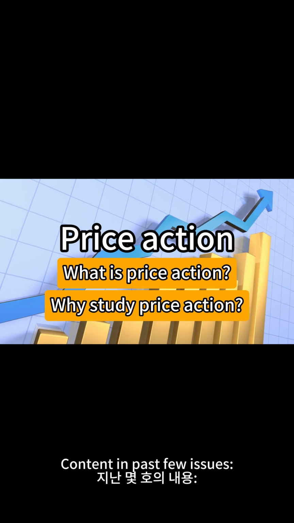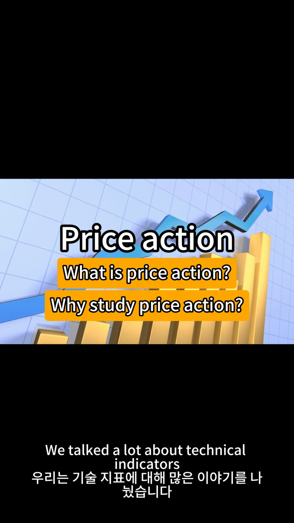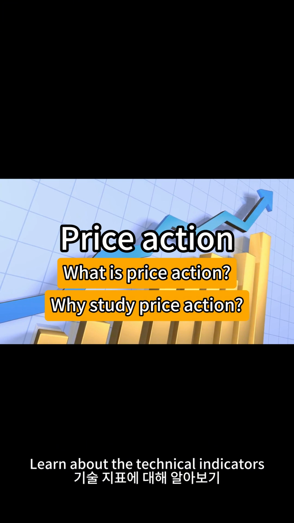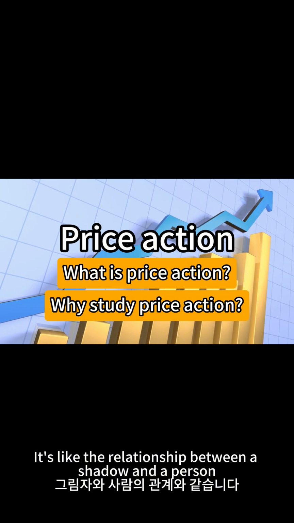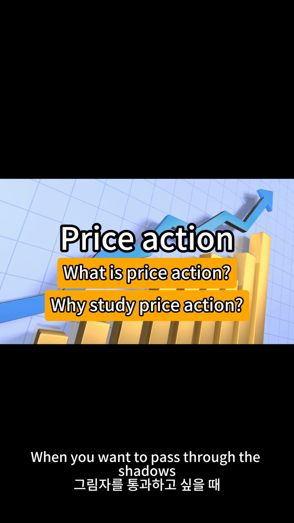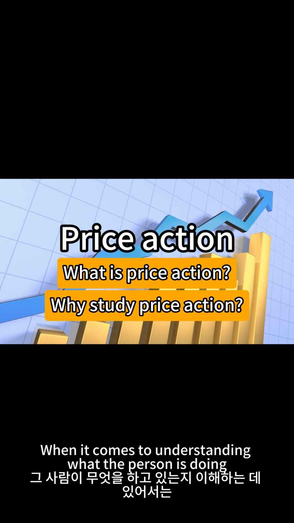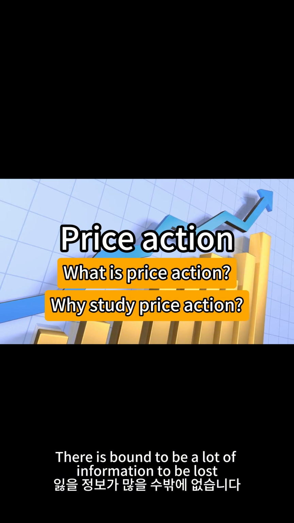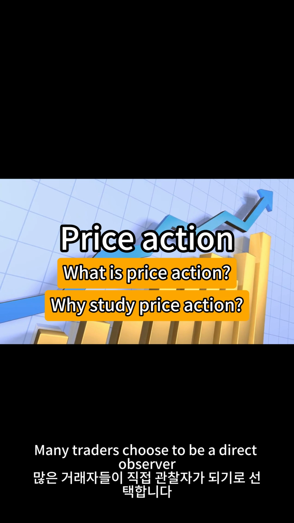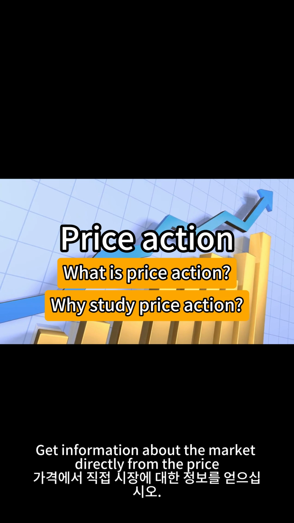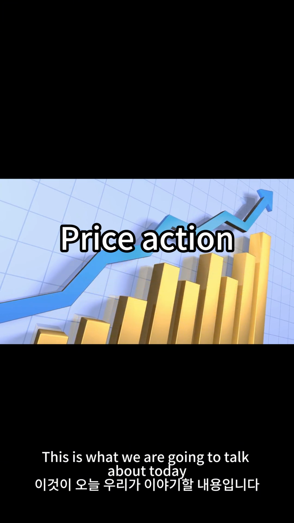In the past few issues, we talked a lot about technical indicators. When you learn about technical indicators, you will know the relationship between technical indicators and price movements. It's like the relationship between a shadow and a person. When you want to understand what the person is doing through the shadows, there is bound to be a lot of information lost. Therefore, many traders choose to be a direct observer, getting information about the market directly from the price. This is what we are going to talk about today.